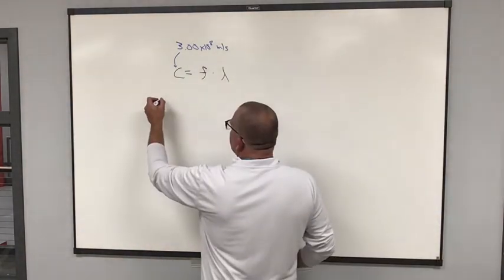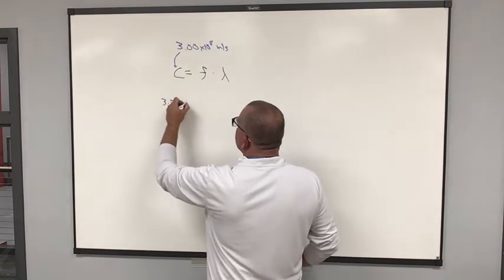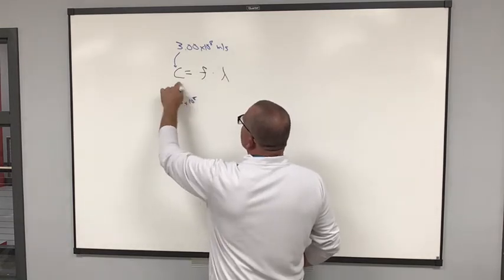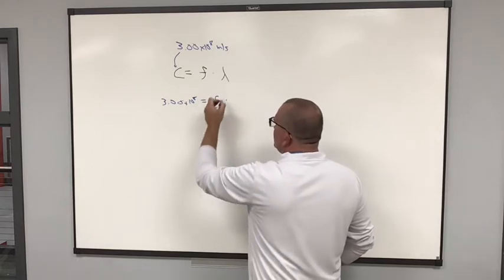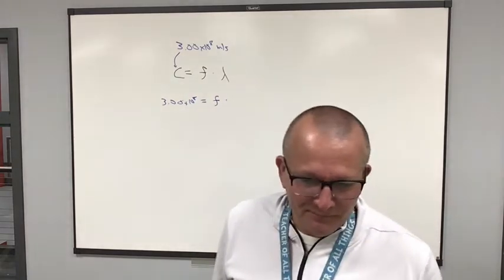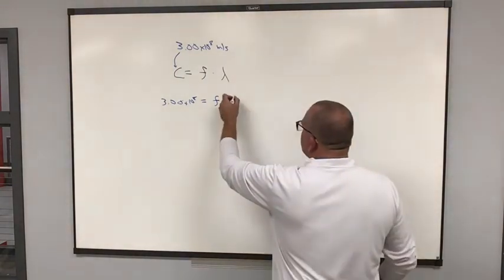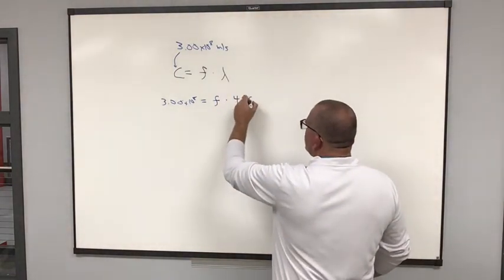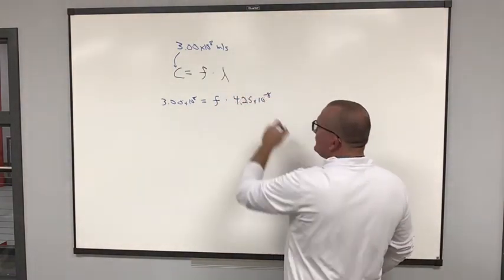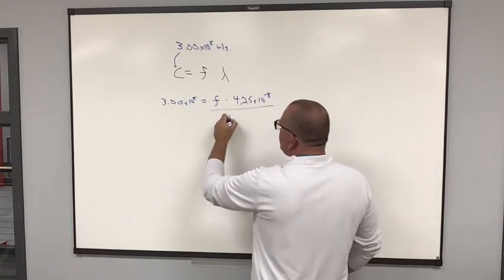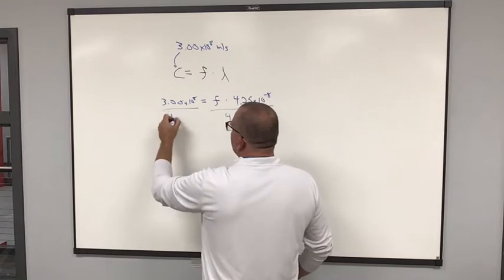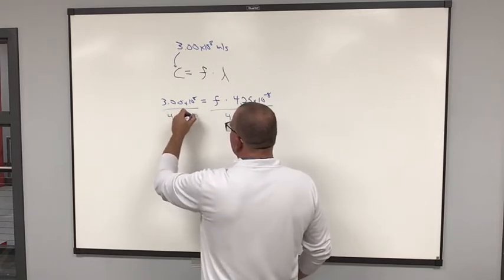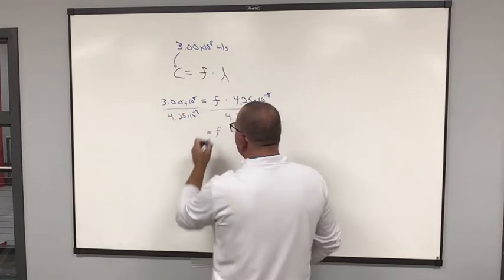So I just make an equation: 3.00 times 10 to the 8 is equal to frequency times my wavelength, 4.25 times 10 to the negative 8. I divide both sides, and that will give me my frequency.